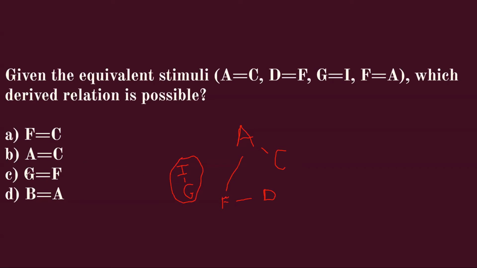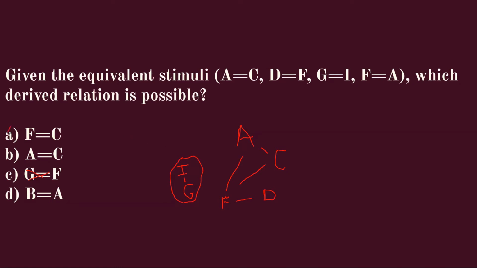So that rules out C, right? But what could it be? F is the same as C. Yeah, it actually is. We weren't trained that, but these are all equivalent. See how they're connected? That's why I like you to draw it out like that. When you connect it like that, you could say, yes, F is the same as C. That would be a derived relation you could make.